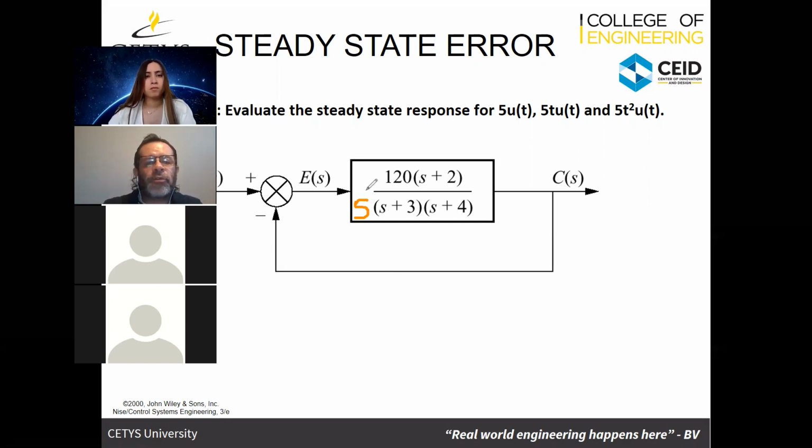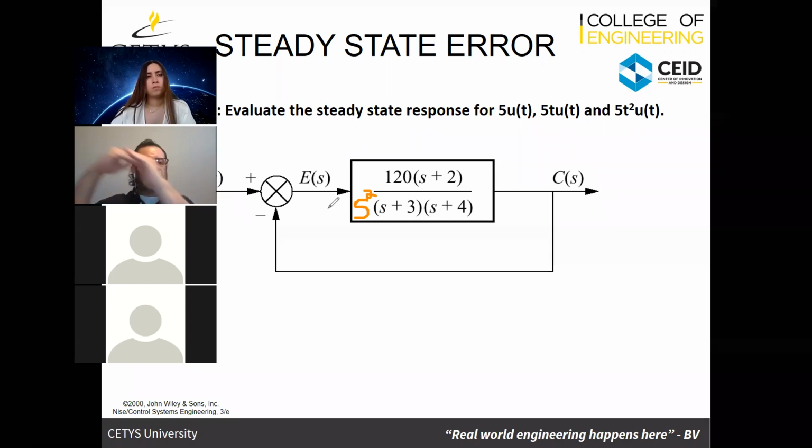If I increase the power of the S, then I'm going to have no error in the step. I'm going to have no error in the velocity, and I'm going to have a constant error in the acceleration. And if I keep increasing this S, I'm eliminating the previous types of error. So if somehow I can add an S here to the transfer function, that's how I'm going to eliminate it.